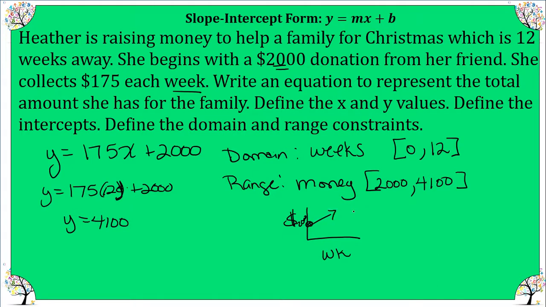And then it's just going to increase, and then at week 12, when she gets to week 12, it's going to be cut off. So this from here to here is the domain from 0 weeks to 12 weeks. And then the range is going to be from here at 2,000 up to 4,100. So this part is your range, and this part is your domain.